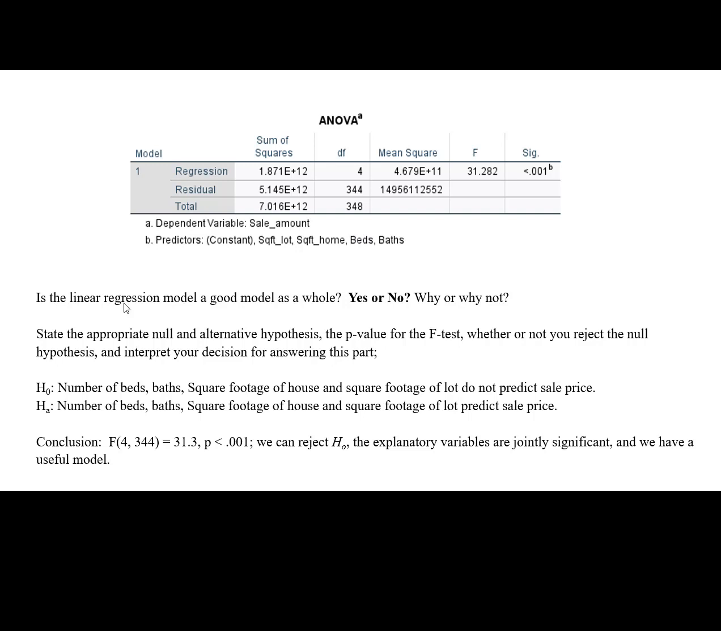Evaluating the output, we want to know, is the linear regression model a good model as a whole? Yes or no? Why or why not? We're going to state the null and the alternate. So the null is that the number of beds, baths, square footage of house, and square footage of lot do not predict the sale price, and the alternate is that they do. Our conclusion, you can see, is F of 3,44 equals 31.3. P is less than 0.01. We can reject the null. The explanatory variables are jointly significant, and we have a useful model.